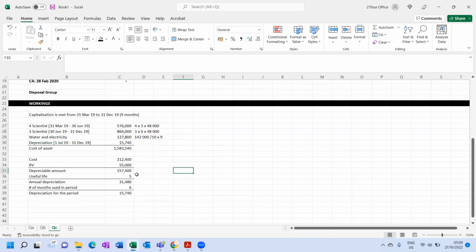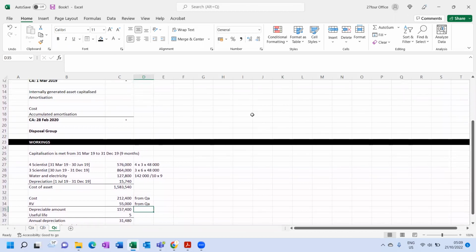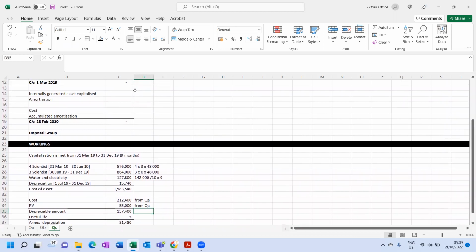Okay, I'm going to do something here quickly. This is here from QA. Okay, so there we go. What am I doing now? So the internally generated asset would basically equal that amount over there. Okay, so just take note of that.